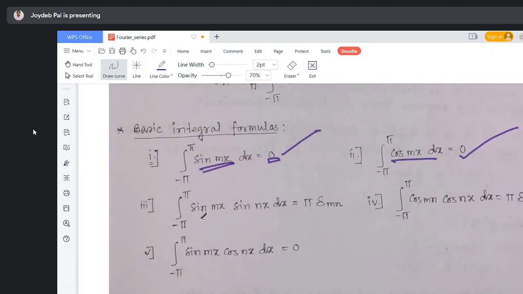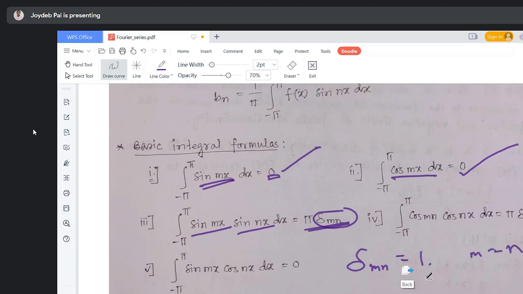Next, product of sin mx and sin nx, two different sin functions. Okay, मतलब एक में m है एक में n है, sin mx and sin nx. Integration minus pi to pi, it is pi into delta mn. That delta is not direct delta. Do you know delta mn definition? It is equal to 1 if m is equal to n and 0 otherwise.